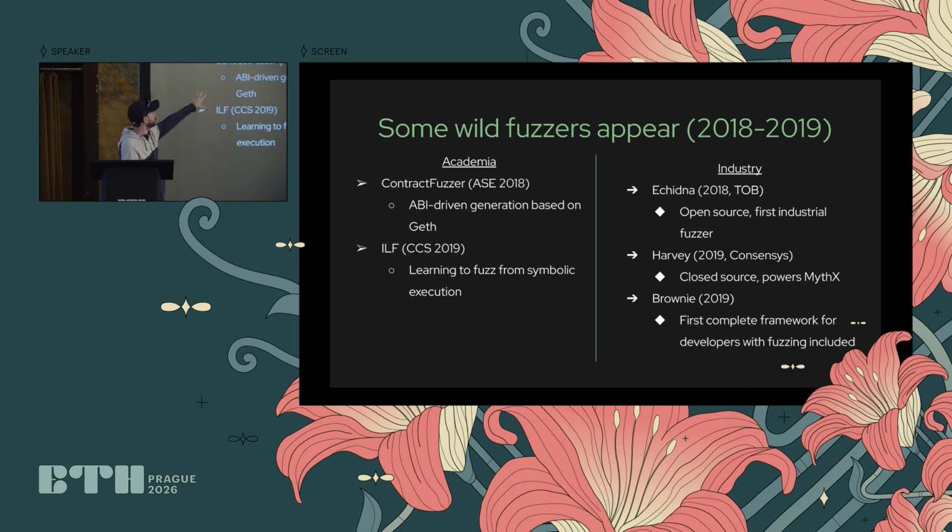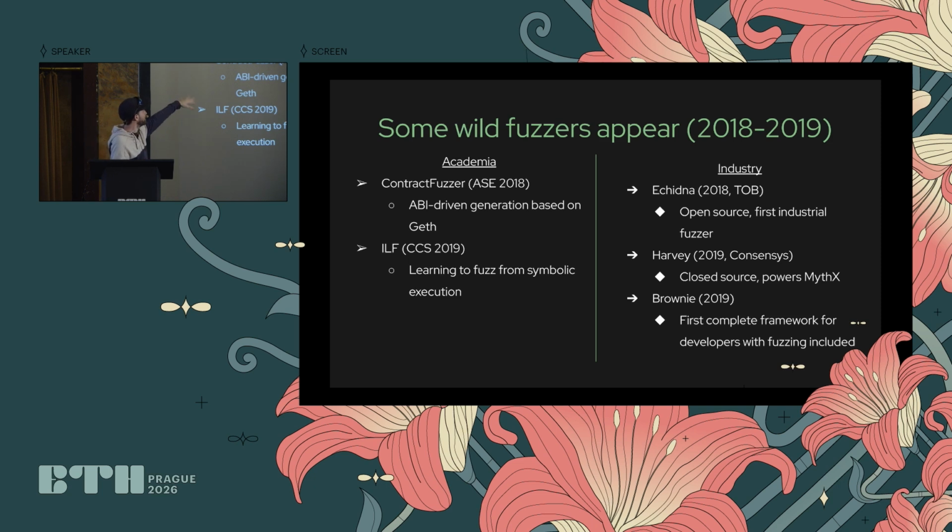The contract fuzzer was purely taking Geth and instrumenting it to do fuzzing. And ELF was a way to replace symbolic execution tools that were expensive to run, using machine learning to learn the type of things that we can do when we do symbolic execution in a way that is faster, right? An interesting idea, but it was not really explored further.